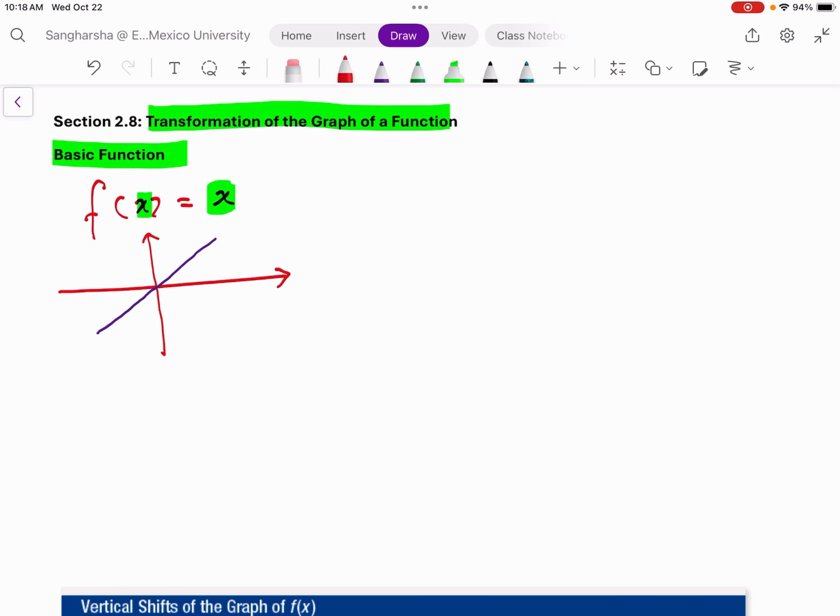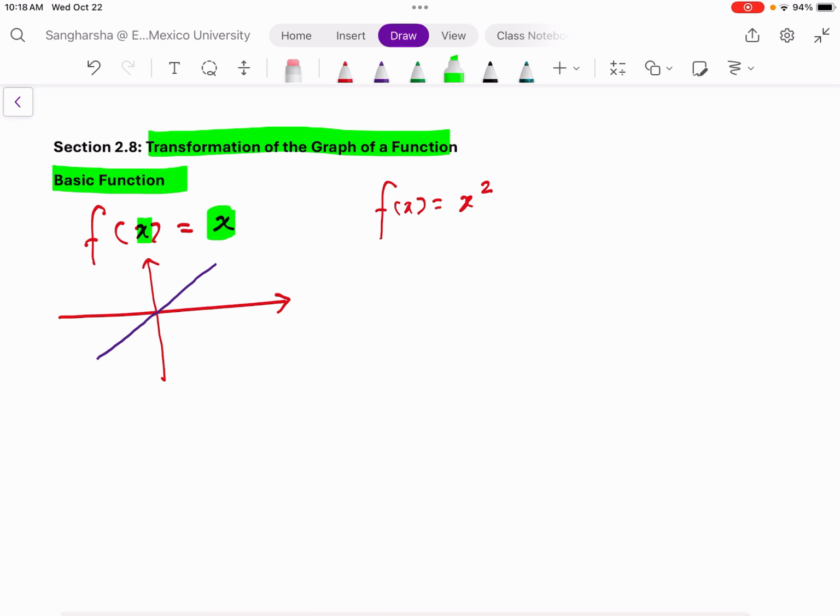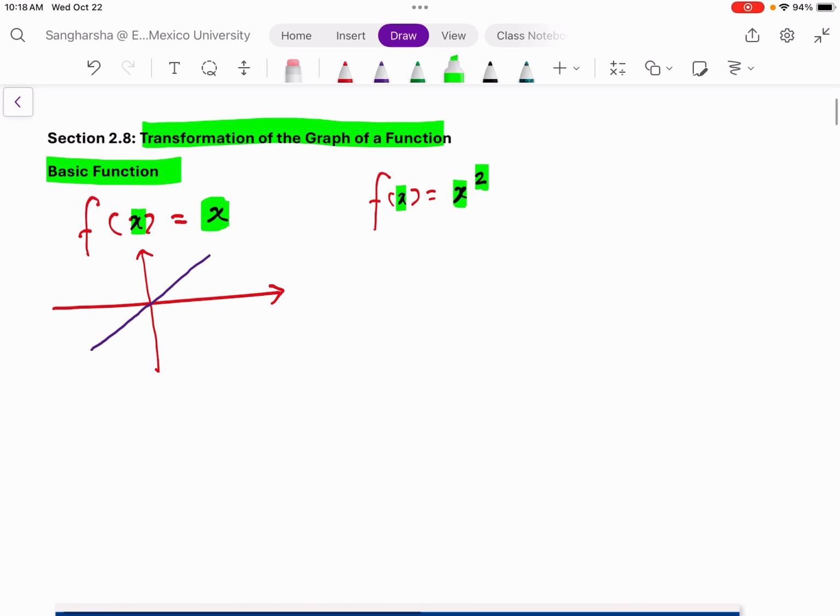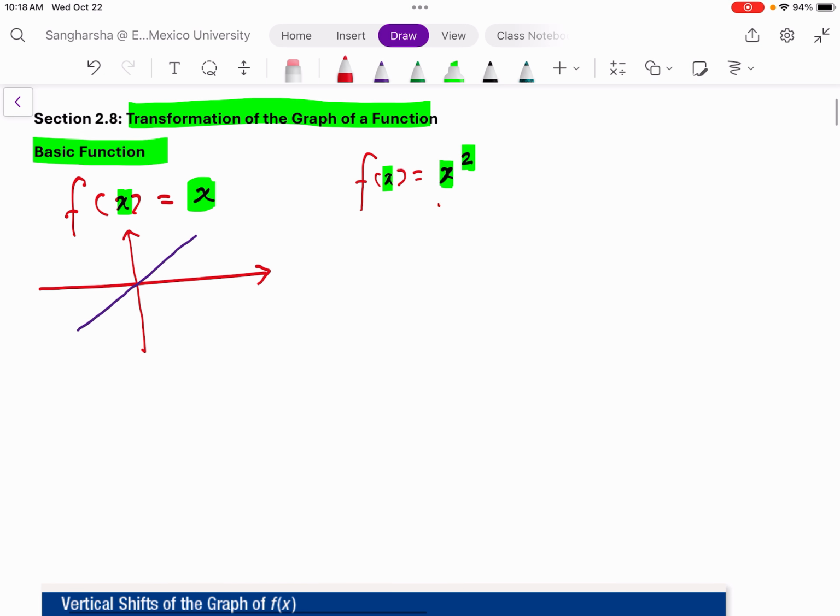Now the next function, for example, if our function f of x is equal to x squared. What's the difference here? We have an input x, but this x has exponent 2. We call this the square function, or we can also call it a quadratic function. And this quadratic function has a graph. Does anyone know what the graph of a quadratic function is?